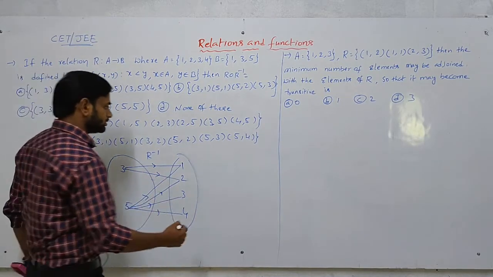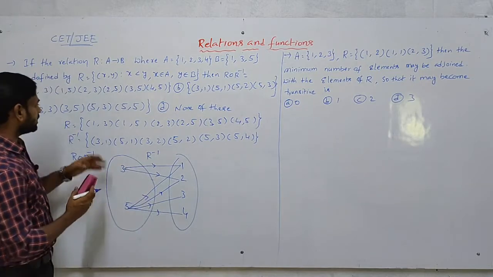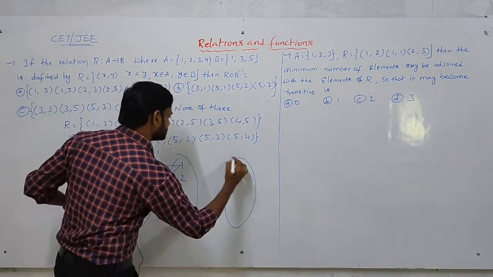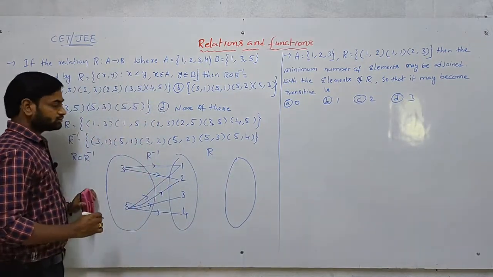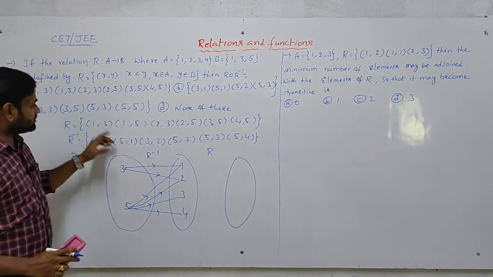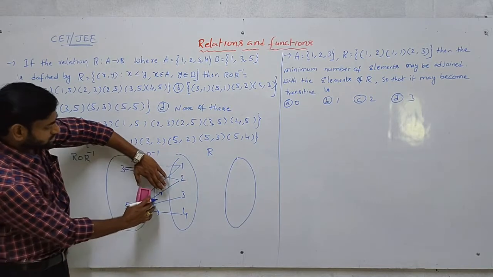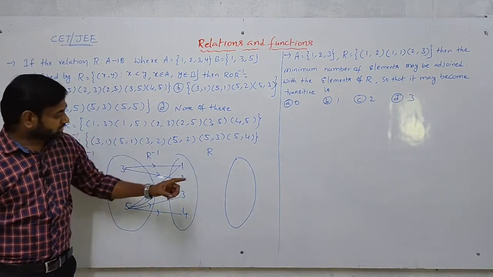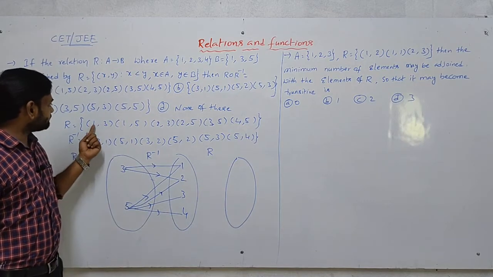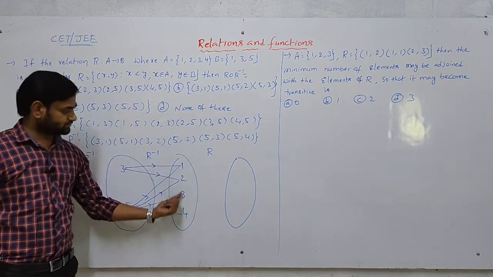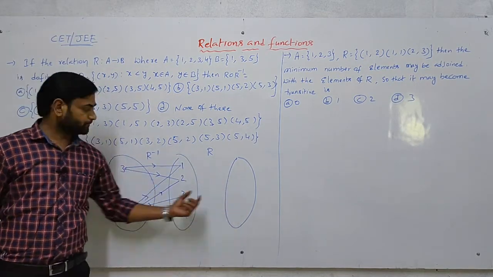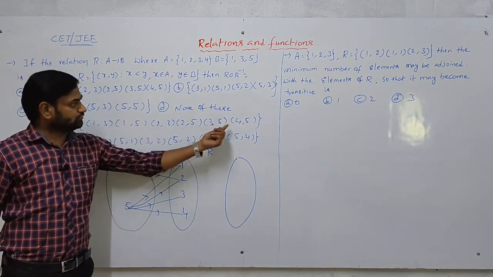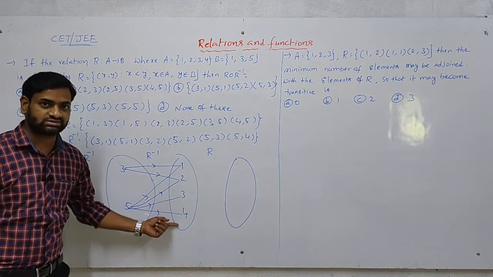Next, I want to take R. So now it is this one. This is the R I am taking. The first elements belong to the first set, and the second elements to the second set. Forget this other one here; these two sets are being taken. Now, what are the first elements? 1, 2, 3, 4.